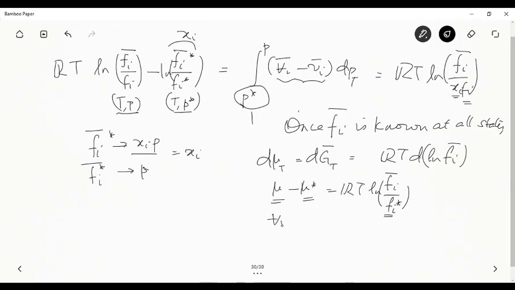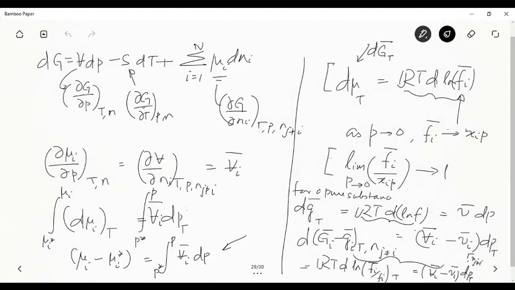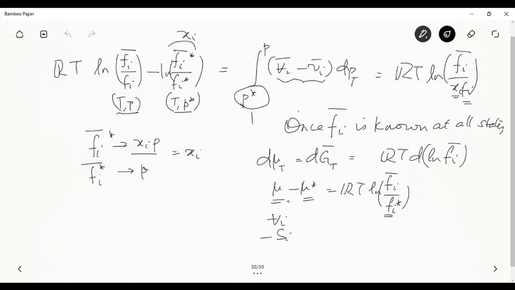V i bar basically is obtained by differentiating this with respect to pressure, and minus S i is obtained by differentiating this with respect to temperature, because those are the expressions that we had shown here, dg by dp and dg by dt. So with this, we can actually get d mu i by dp is v i bar, and in the same way, d mu i by dt is minus s i bar.